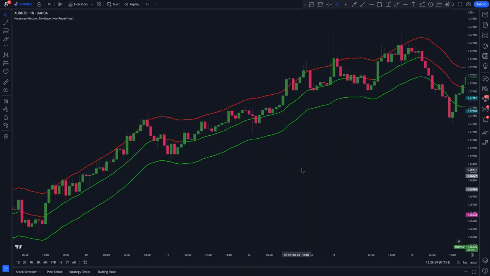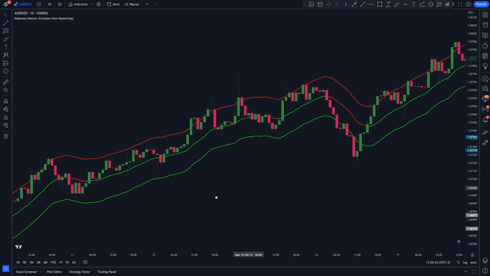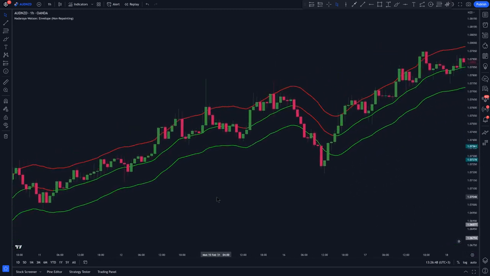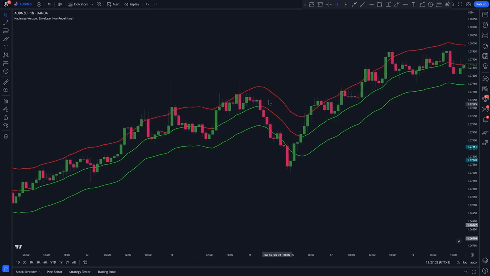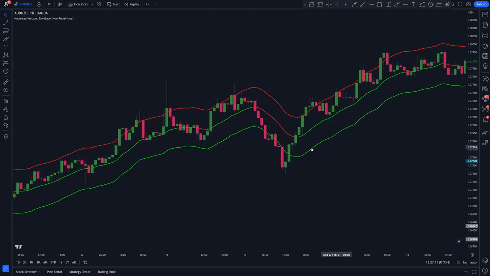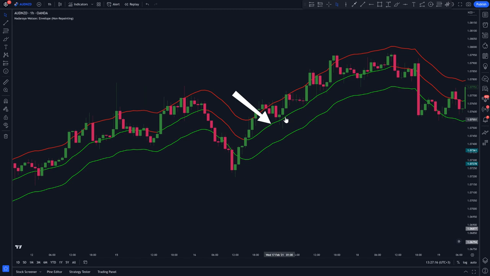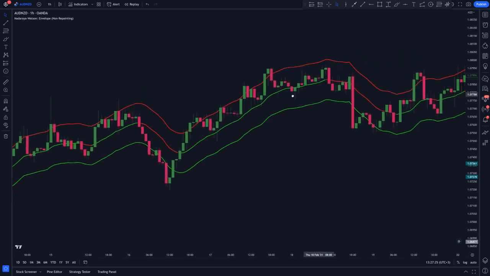Now, what is the Nadaraya Watson envelope? Well, the envelope consists of a pair of upper and lower bounds surrounding the price action. These bounds help identify extreme overbought and oversold conditions in the market. But there is a twist. The central line of this envelope isn't based on a simple moving average like most other envelopes.